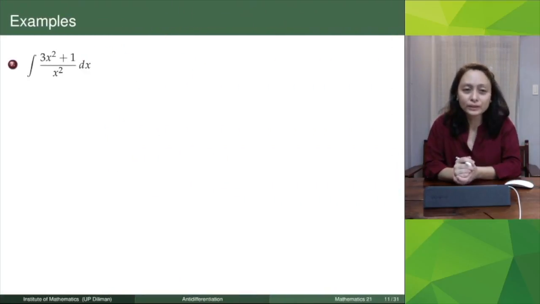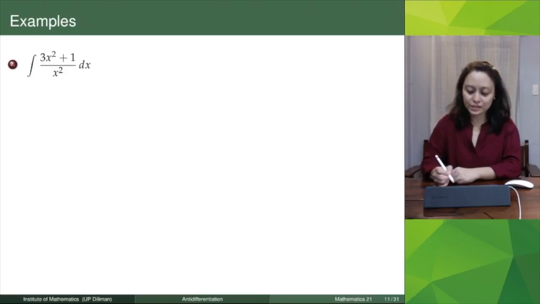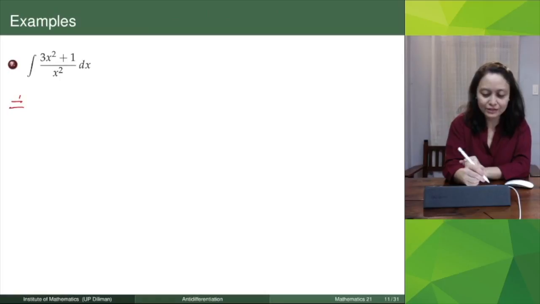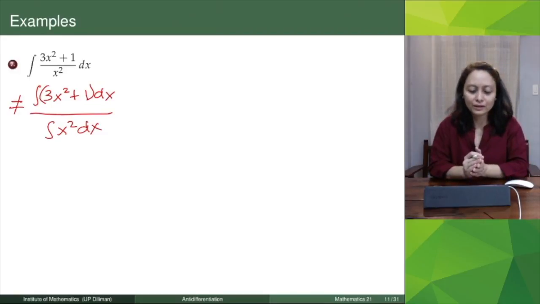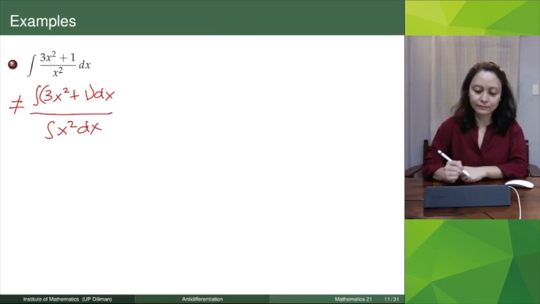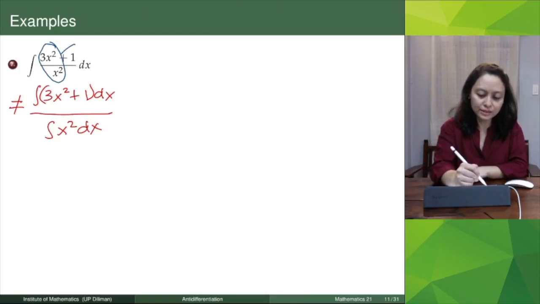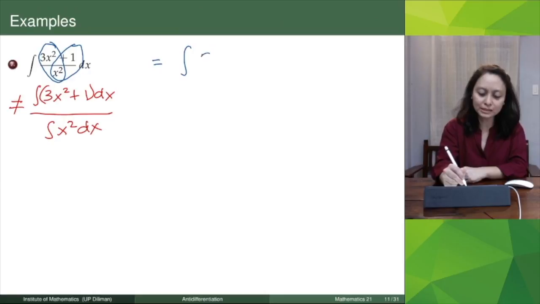Next, we want to get the integral of 3x squared plus 1 all over x squared. Again, may quotient tayo. Marami yung nagdi-divide pero hindi pwede. So, you cannot get the integral of 3x squared plus 1 dx divided by the integral of x squared dx. So, wala, hindi pwede ito. Okay, so anong gagawin natin? We can divide each of the terms in the numerator by x squared. So 3x squared divided by x squared is 3 plus 1 over x squared is x raised to negative 2 dx. Ayan, sum na lang.